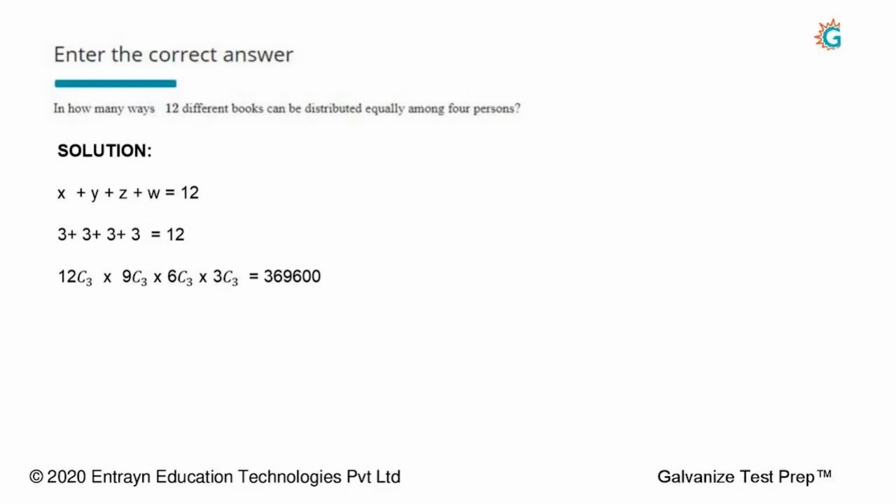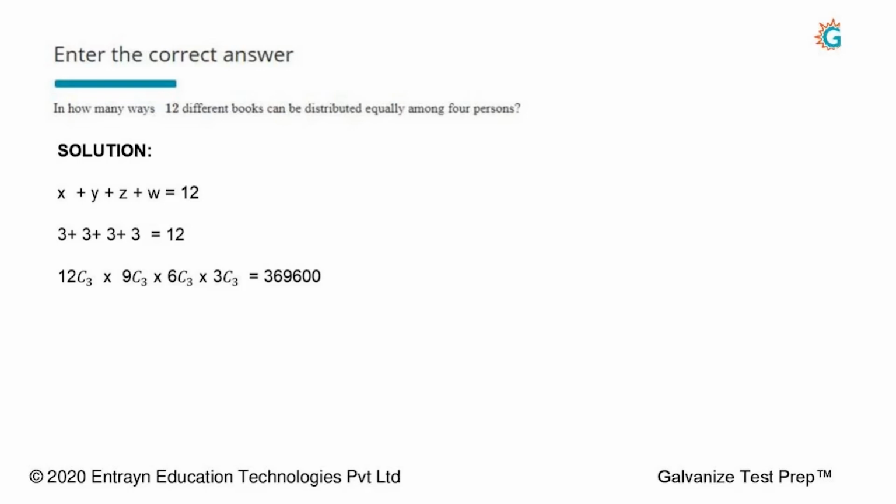Why not 12 factorial by 3 factorial? Why is it wrong? 12 factorial is rearranging all 12 books. 12 different books can be rearranged in 12 factorial ways. How do you account for distributing it among 4 people? Each person gets 3 books. When you say 12 factorial by 3 factorial, why is that 3 factorial here? Why are you dividing it by 3 factorial?